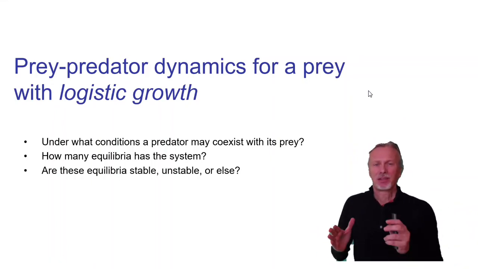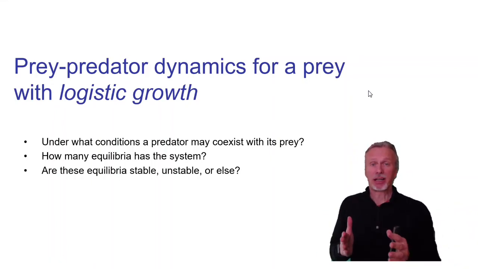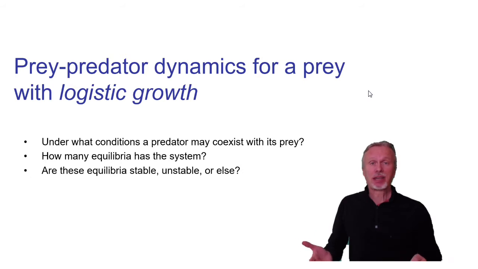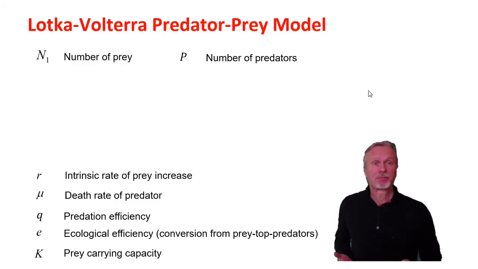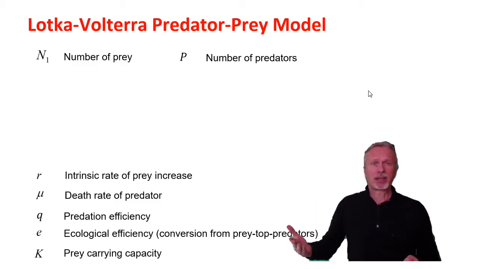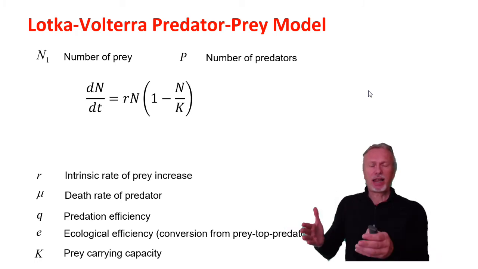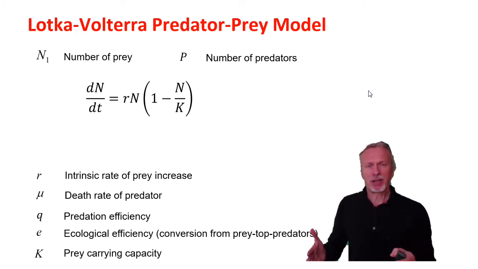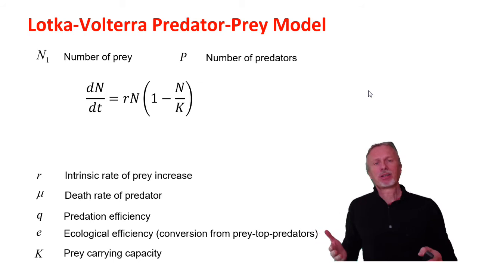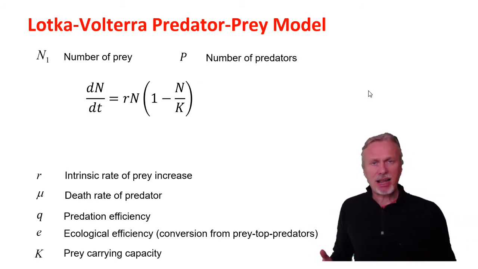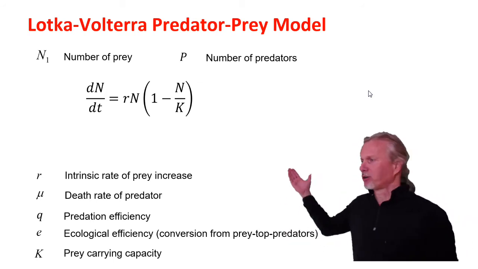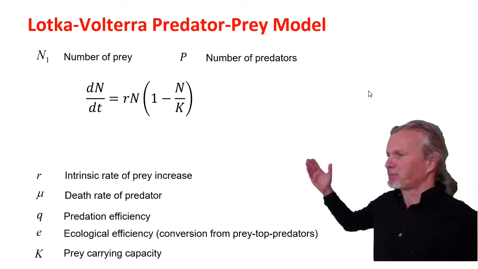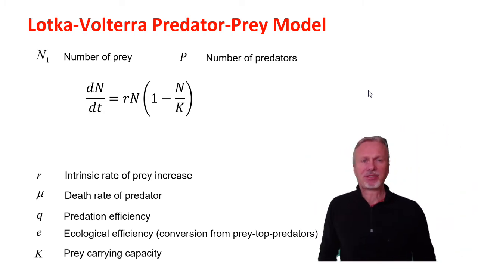Hi. So now we're moving on to look at the dynamics of a prey-predator system when the prey has logistic growth. In this case, the dynamic of the prey without predation is described by the classic logistic equation that you can see reported. R is the intrinsic growth rate and K is the carrying capacity.